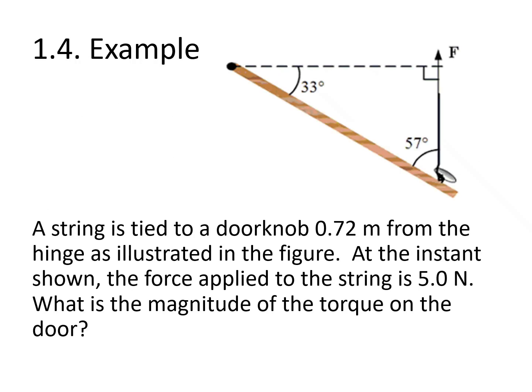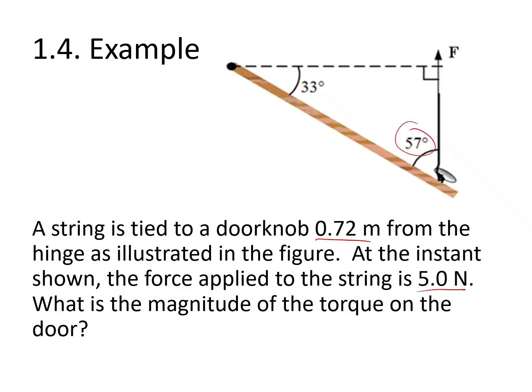The string is tied to a doorknob 0.72 meters from the hinge. At the instant shown, the force applied to the string is 5 newtons. We need to find the magnitude of the torque on the door. The hinge is the pivot point. The distance from the hinge to the doorknob is the lever arm distance. The force is applied along the string, and the angle between the door and the force direction is 57 degrees.